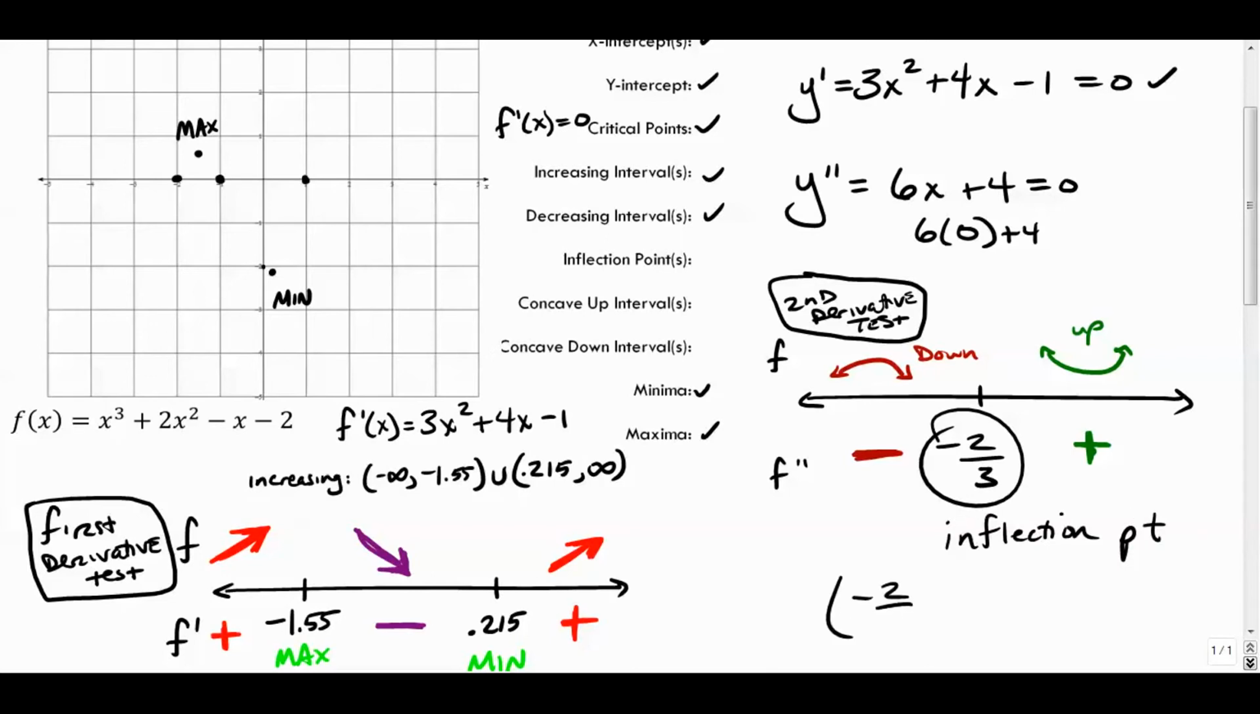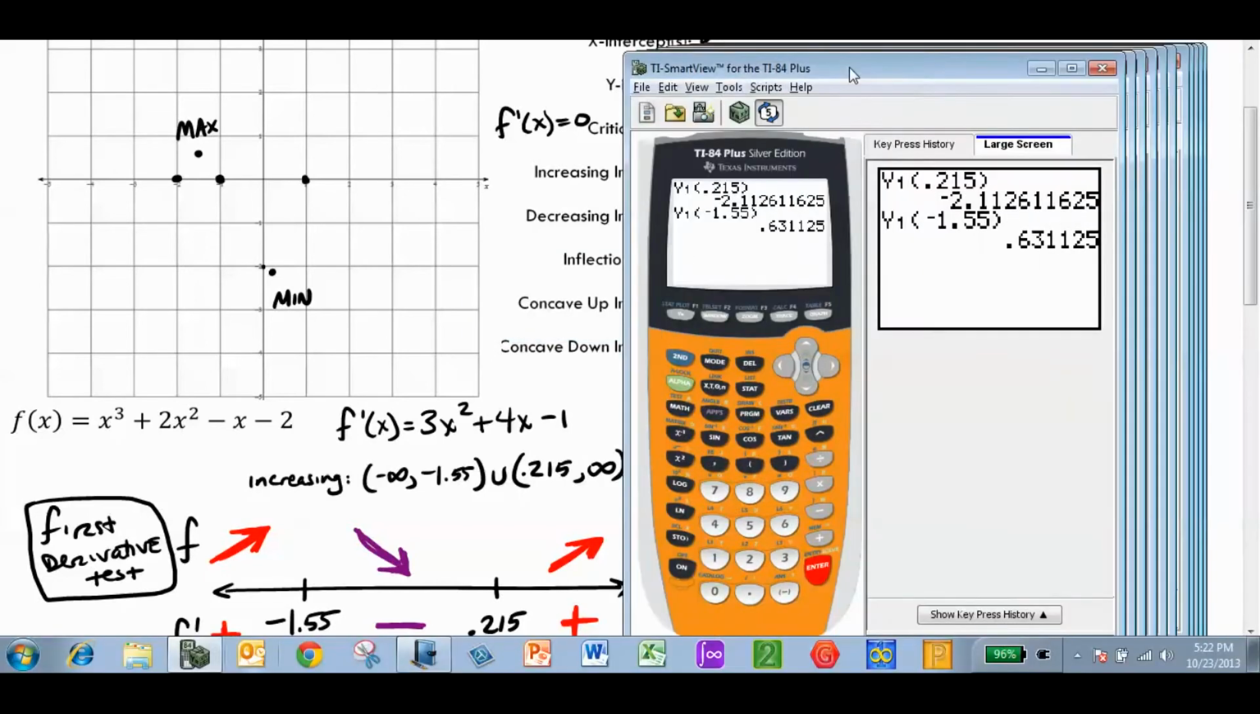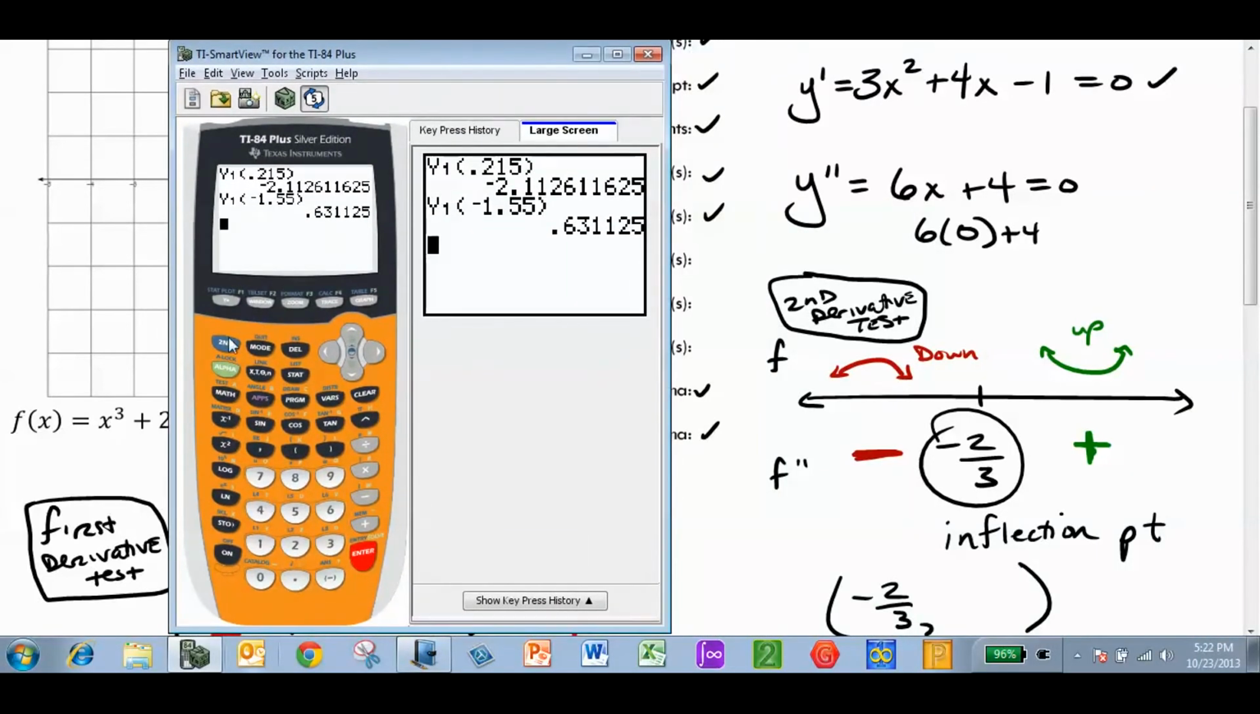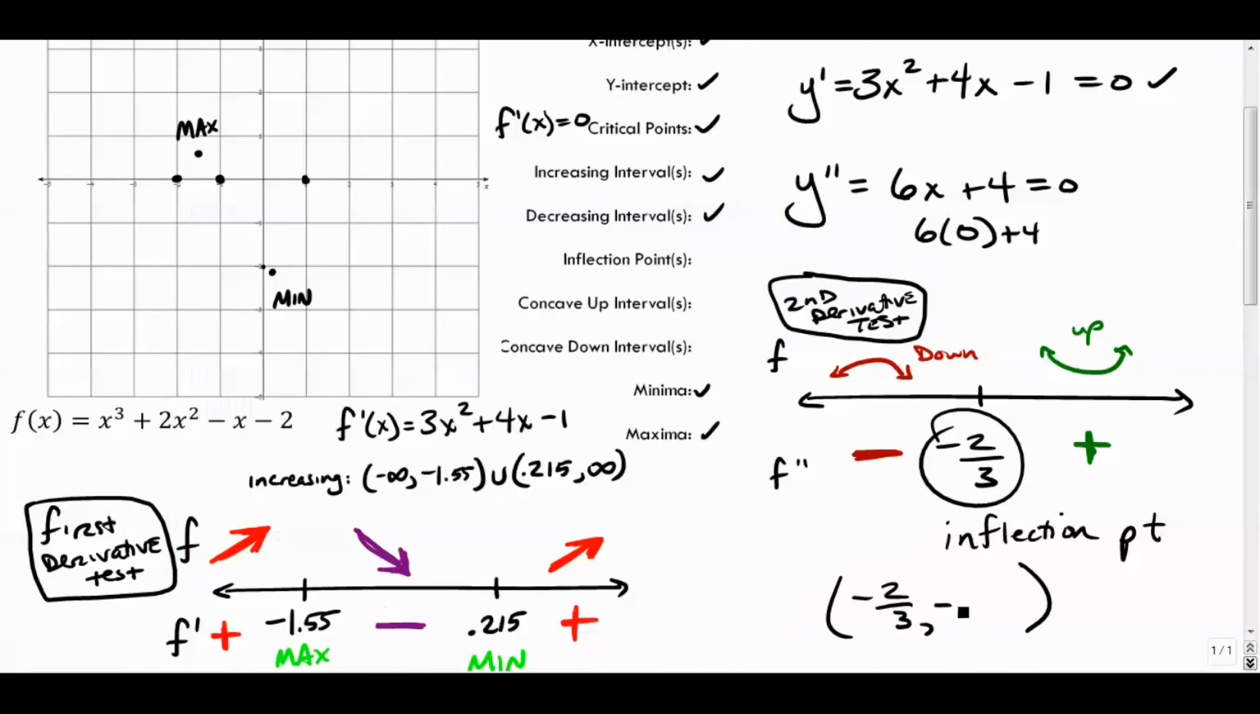So let's figure out the y value at that inflection point. We're going to go back to our calculators. Again, I'm not graphing with my calculator, I'm merely just finding y values. In the original function, I want to figure out what the y value is when x is negative 2/3. Negative 0.741. That's my inflection point. It takes care of that.